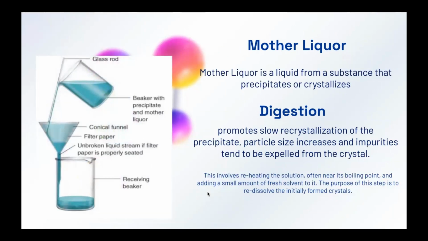Okay, so here are the terms for precipitation. So the mother liquor is a liquid from a substance that precipitates or crystallizes. As you can see in the diagram on the left side, the mother liquor is there, the beaker on the top. And digestion is a process that promotes slow recrystallization of the precipitate. Particle size increases and impurities tend to be expelled from the crystal.